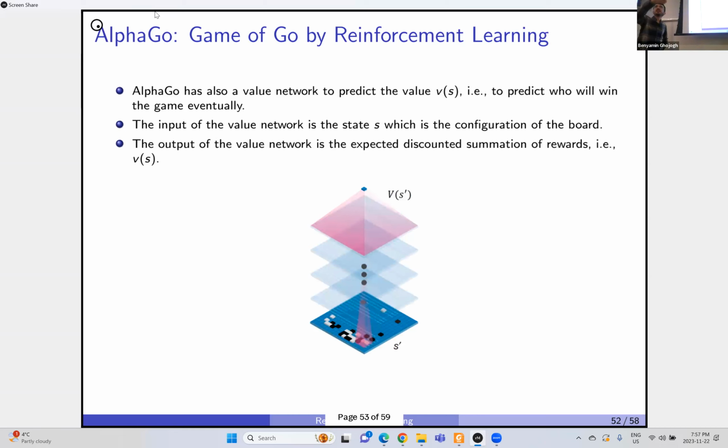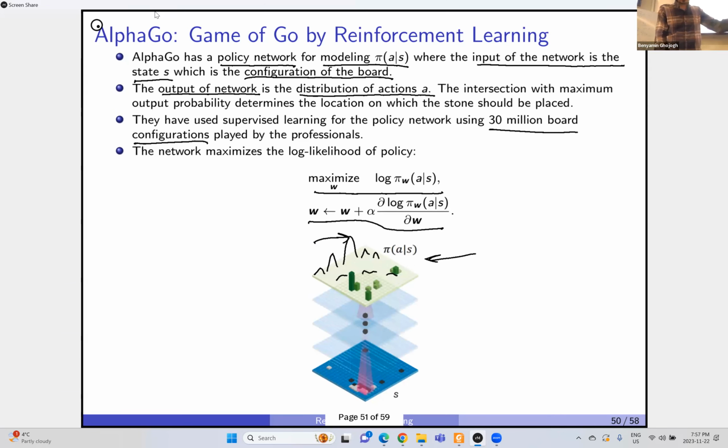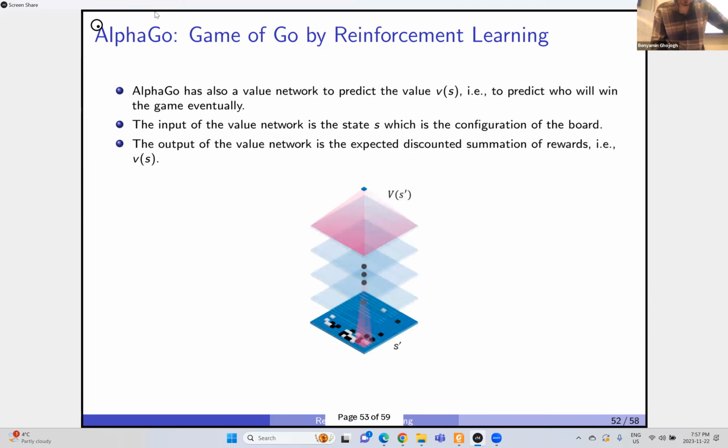Now, third stage, another thing. The previous two stages were serial, in series. They did the supervised learning first for the policy network, and then they fine-tuned that by policy gradient. In parallel, they had another network, the value network. Why is it useful? I will tell you. The value network predicts the value V(S), given the state S. Given this board configuration, it tells you the value V.